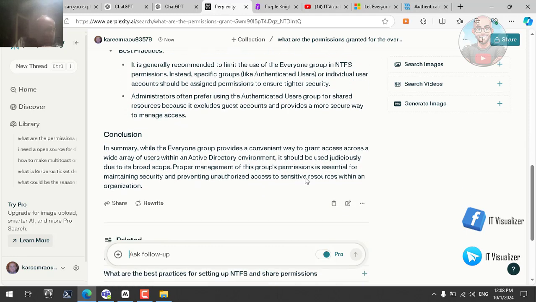In summary, while the Everyone group provides a convenient way to grant access across a wide array of users within an Active Directory environment, it should be used judiciously due to its broad scope. Proper management of this group's permissions is essential for maintaining security and preventing unauthorized access to sensitive resources within an organization. So, very, very good answer.